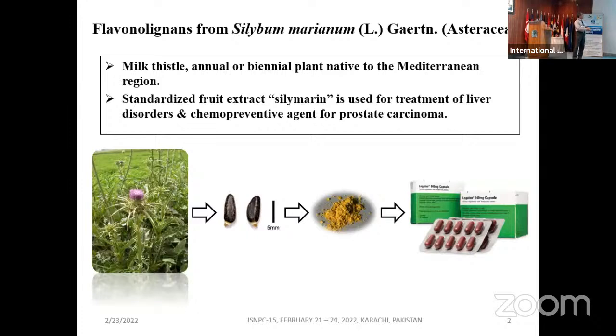marianum, which is an annual or biennial plant in its life cycle, native to the Mediterranean region. And the word silymarin refers to the standardized fruit extract, which is available in many pharmaceutical products around the world for treatment of liver diseases, and recently as a chemopreventive agent for prostate carcinoma.